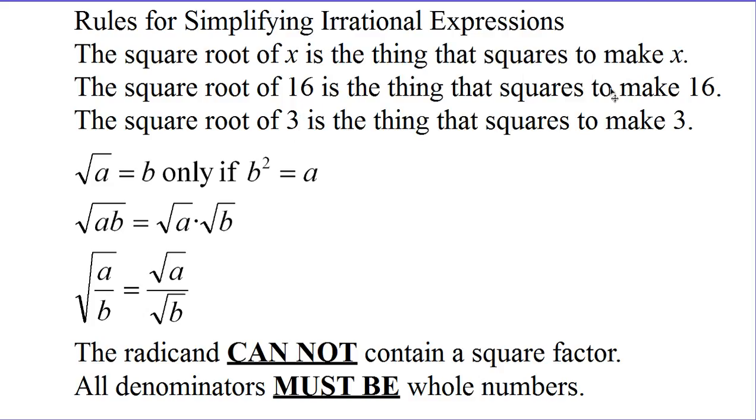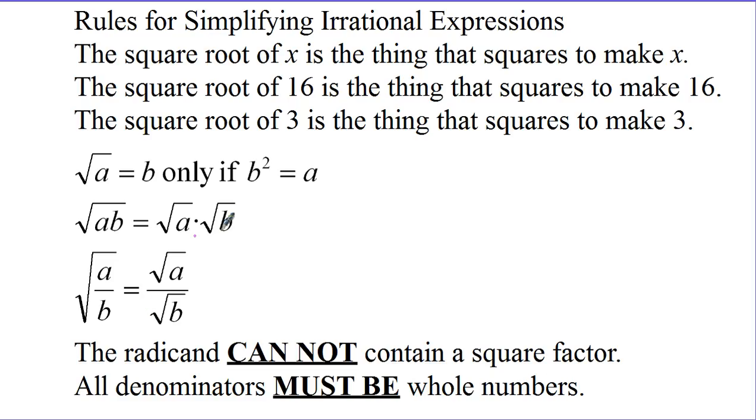This is part one of a two-part presentation on simplifying radicals, and the first part that we're going to talk about is radical forms that only involve multiplication. We'll save the division of radicals for a second presentation. So the idea of a radical, a square root, is the thing that squares to make.